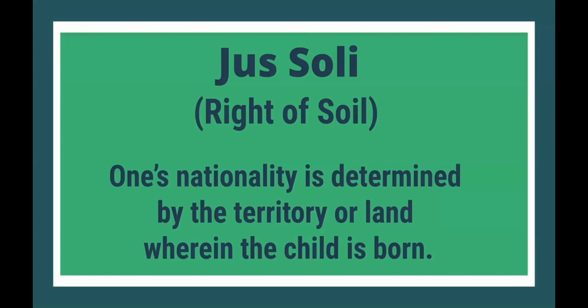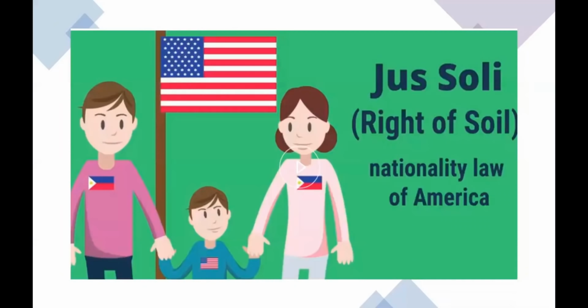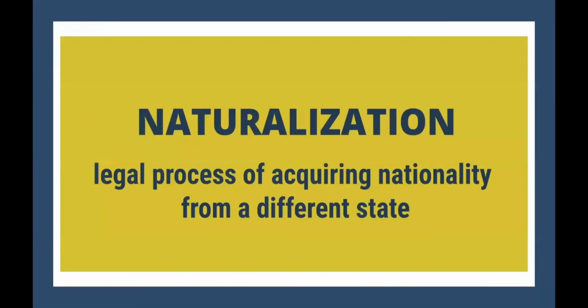Next, we have jus soli, or in English, the right of soil. One's nationality is determined by the territory or land where the child is born. For example, this practice, jus soli, is in the nationality law of America. So, for example, both parents are Filipino but the child is born in America. So the nationality of the child will be American.